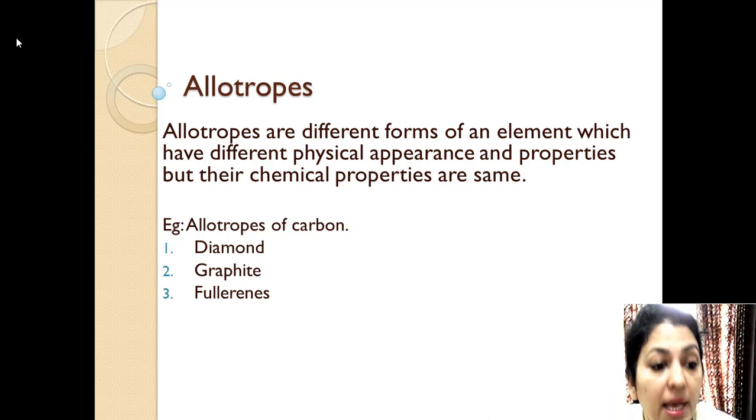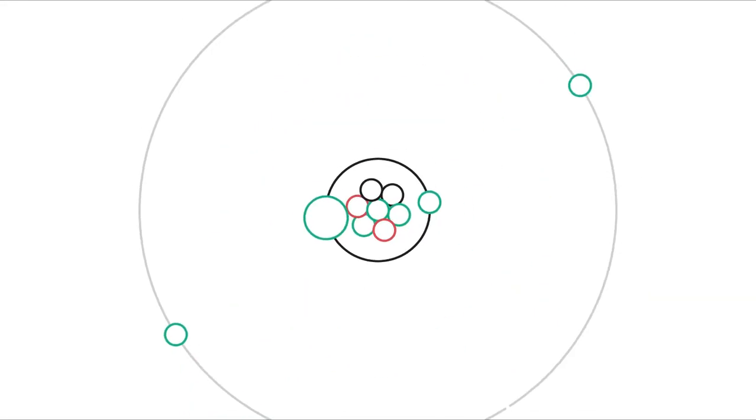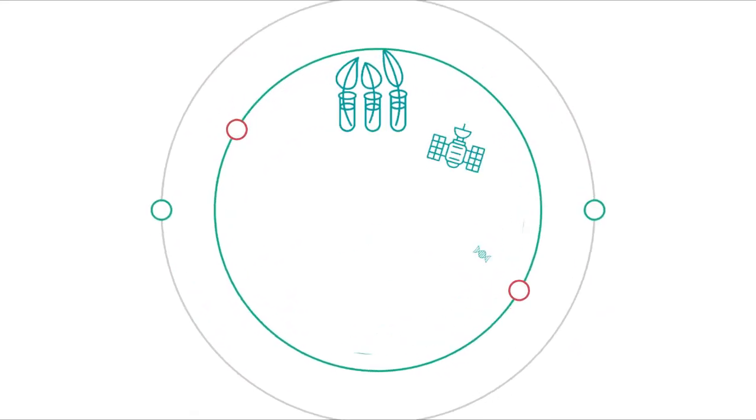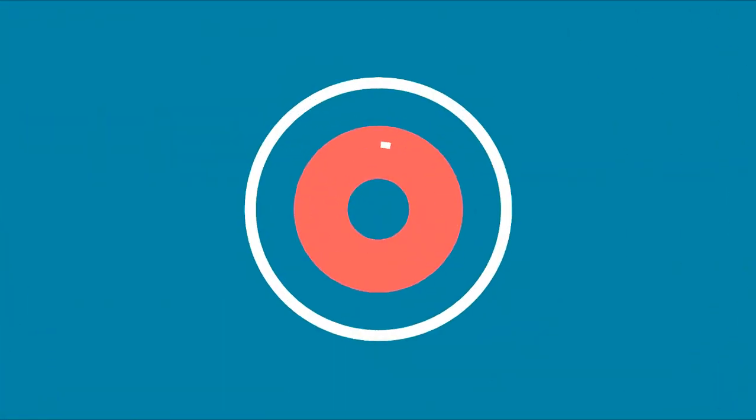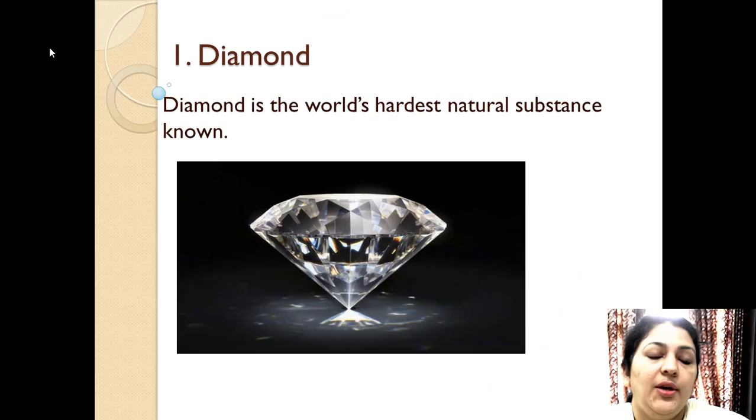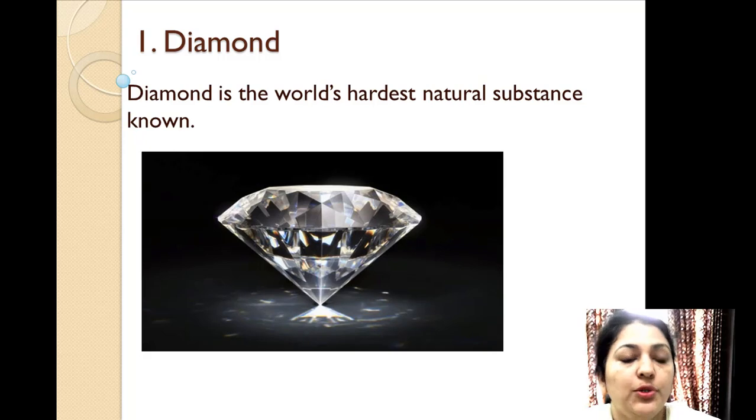Carbon has three allotropes. They are diamond, graphite and fullerenes. So let's learn one by one. Alright, the first allotrope of carbon is diamond. Diamond is the world's hardest natural substance known. So we are going to learn more about diamond, its properties, its structure, etc.